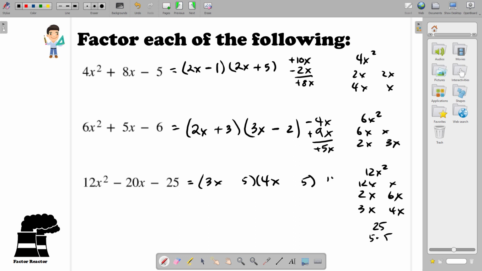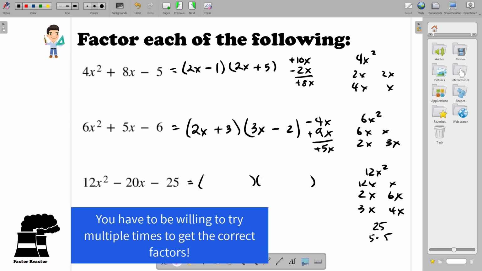Outsides I get 15x. Insides I get 20x. We need a negative 20, and there is no way to get negative 20 from there. I can't switch these because they're both 5s, so that tells me that not only do I have that wrong, I've got this wrong. So let's try 6x and 2x.